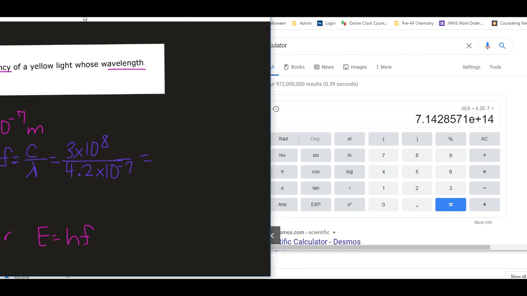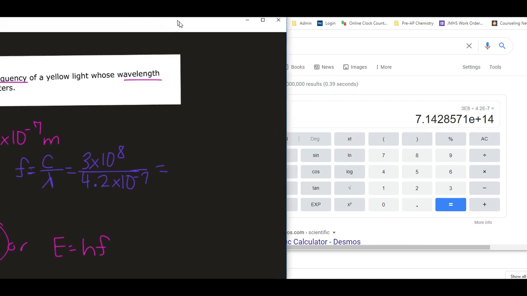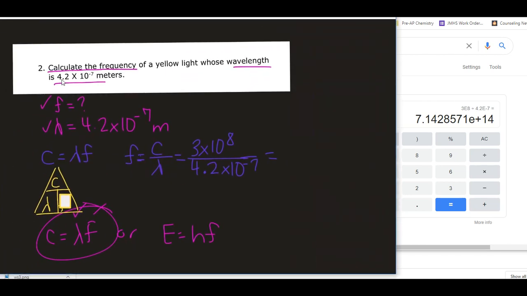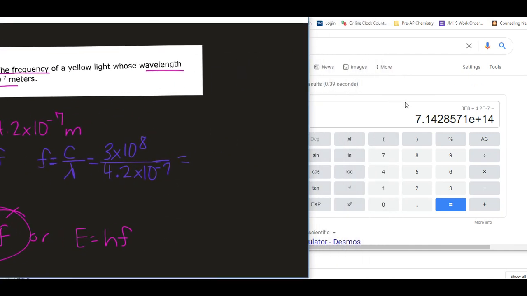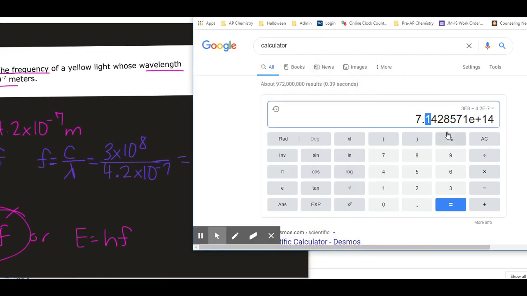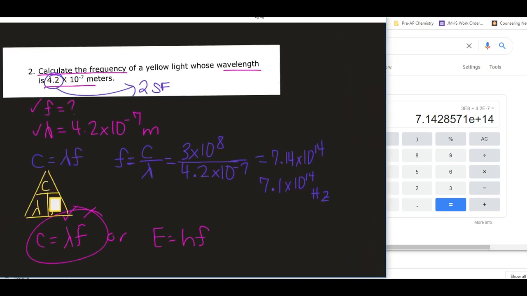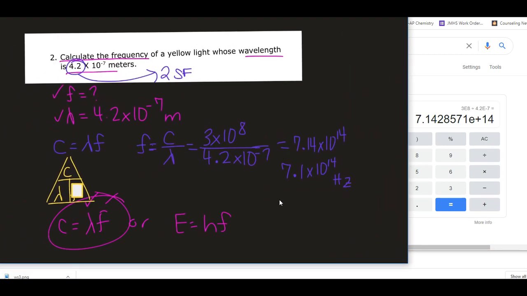So looking back at the problem, we were given 4.2, which was 2 significant figures. So because we have 2 significant figures, we have to go to this first decimal. So this would be first significant figure, second significant figure. So we're going to have 7.1 times 10 to the 14 hertz. And that is going to be your final answer for this problem.